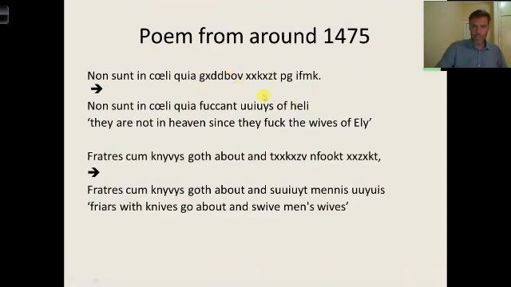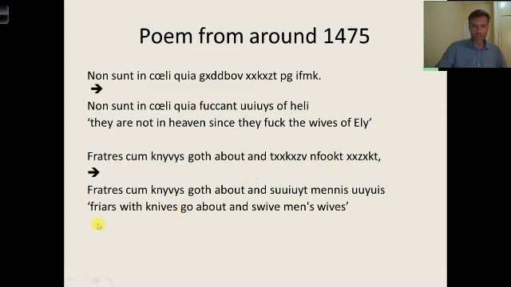And what we see then is here's the encoded version, and here is the decoded version. So it's basically just a replacement: replace a G with an F, an X with a U. Obviously, what's going on is that each letter is replaced by the one before it. So G becomes F, X becomes U, D becomes C, and so on. And you get this "Foucant Uis of Heli," which translates into contemporary English as "they fuck the wives of Eli."